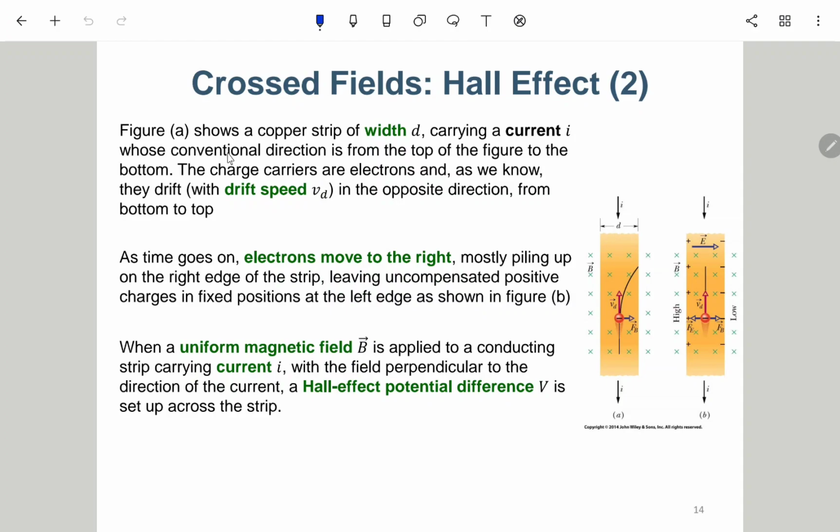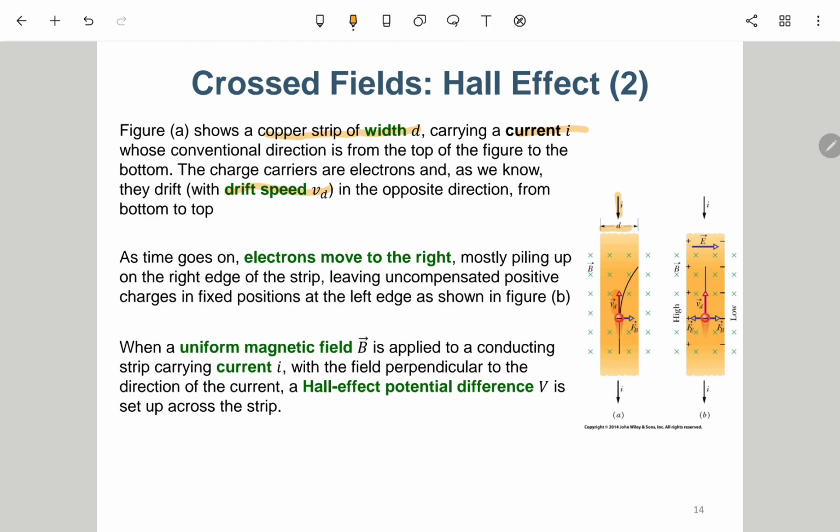So here we try to assume some variables first. We have a copper strip with width d. Here you can see this is the width d, and it is carrying a current I. So we have current I going downward, with a drift speed Vd.